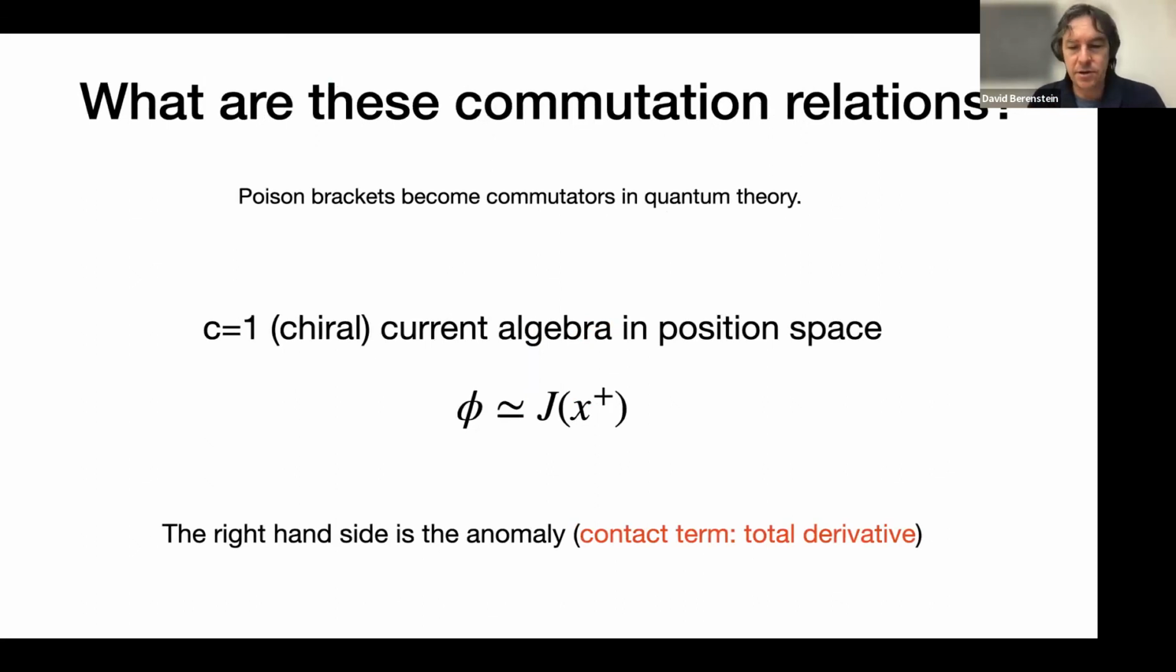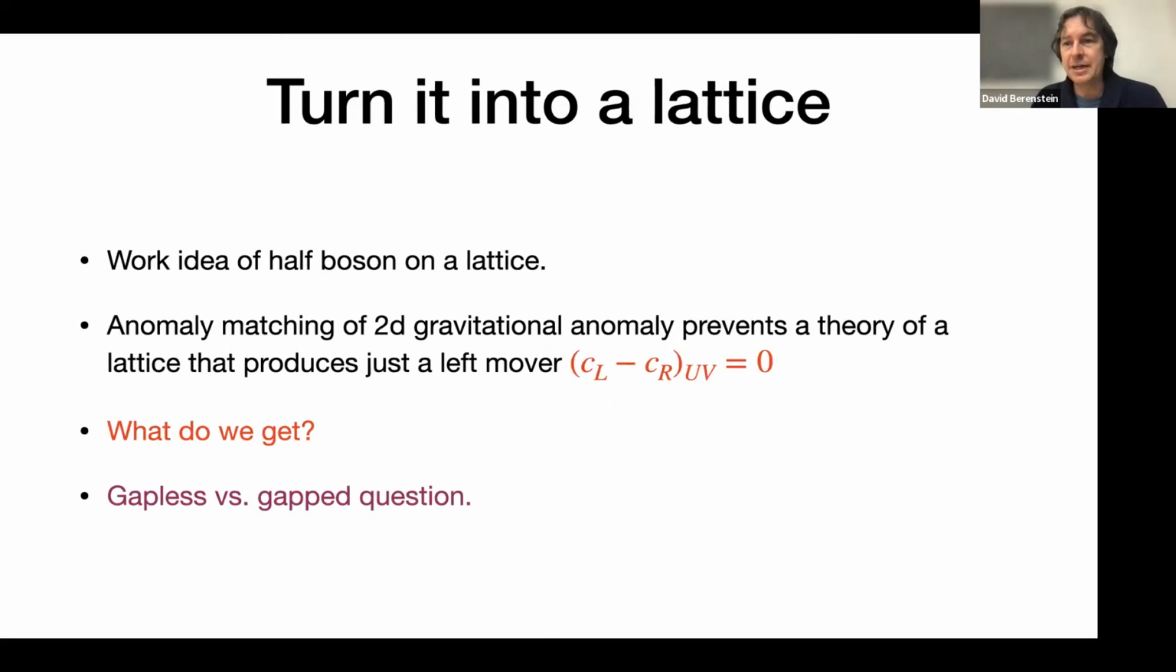So the statement is that you can use the anomaly in some sense as the Poisson bracket, and then you can build a theory with just the left U(1) current algebra. Now I'm just going to take this theory and turn it into a lattice.